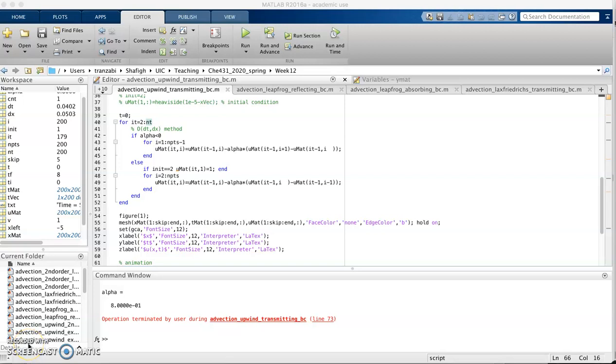Welcome back to Numerical Methods for Chemical Engineering, CHE 431. Last time we talked about periodic boundary conditions and I showed you a MATLAB script on how to apply that.